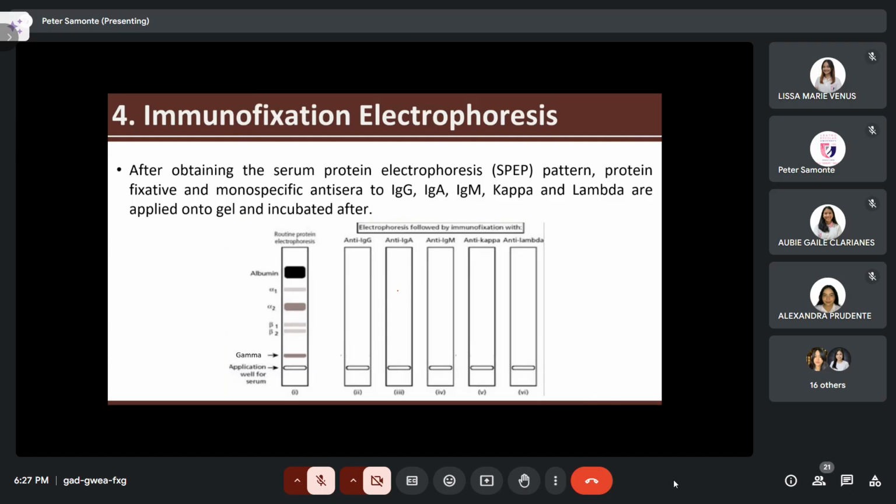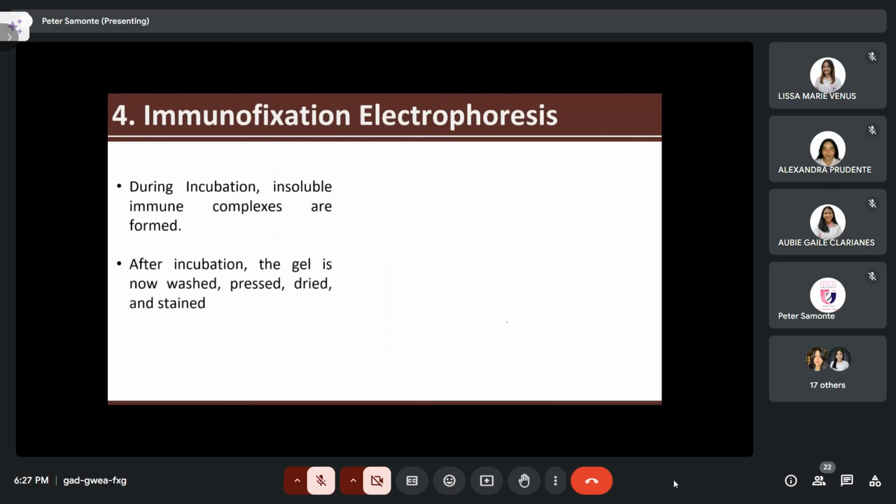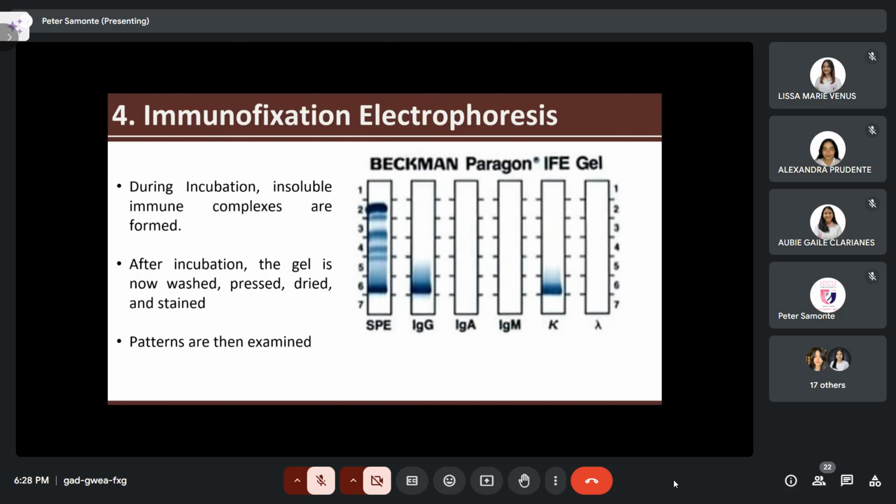So this is the procedure, class. So you would separate first the serum proteins based on their pattern, and then after that, class, you would add monospecific antiseras. So mag-add ka ng anti-IgG, anti-IgA, M, kappa, and lambda. Then you would run electrophoresis. Now, during incubation, insoluble immune complexes are formed. Then after incubation, the gel is now washed, pressed, dried, and stained. Patterns are then examined. So these are the possible results, class.